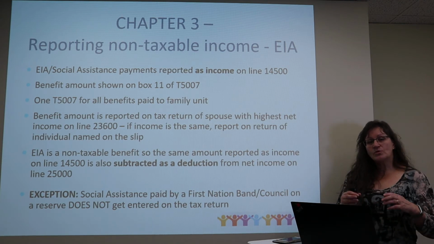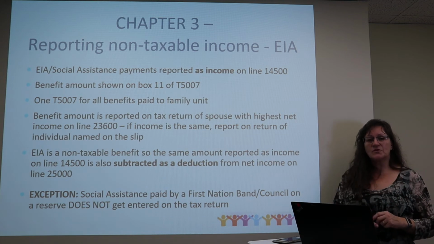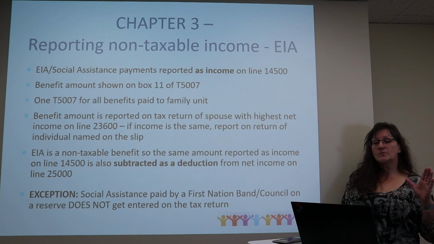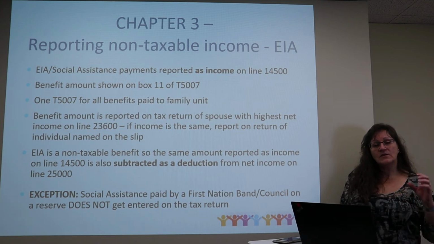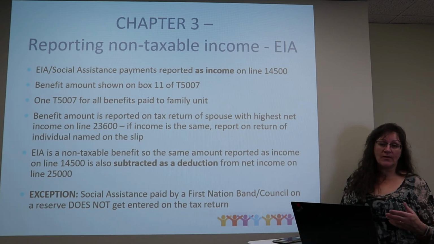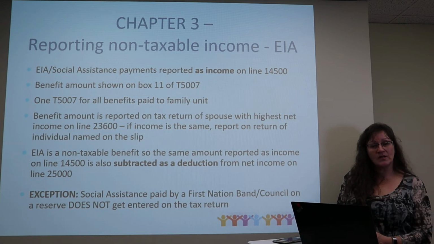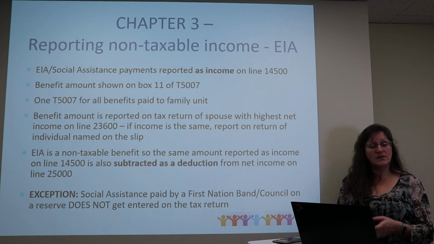When there is a household who is receiving benefits for more than one person, there's only one T5007 slip that is issued for the household, and it will have the social insurance number and the name of just one of the adults in the home. And if there's no other income in the household, then the social assistance will be reported on that person's tax return. However, if there are two adults in the household, the rule is that the EIA benefits will be reported on the tax return of the individual with the highest income.